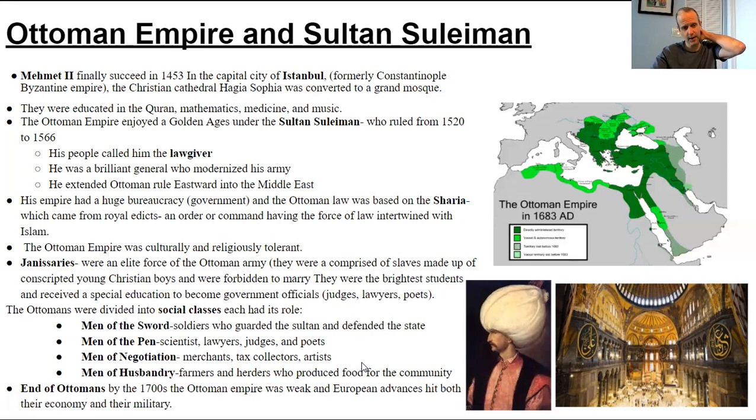The end of the Ottoman Empire was in the 1700s, and the Ottoman Empire basically fell while the European empires embarked on the age of imperialism. And they don't fully go away, but their power and dominance in this area of the world starts to wane during the age of imperialism with European history.